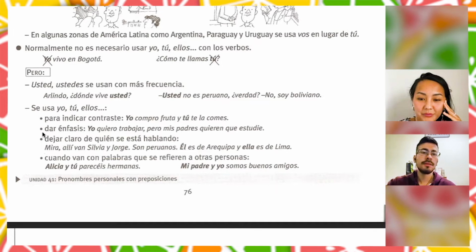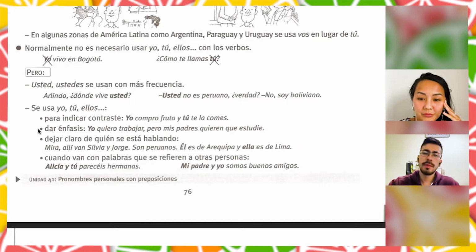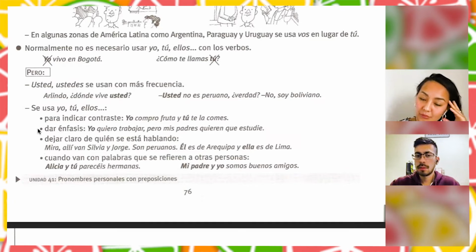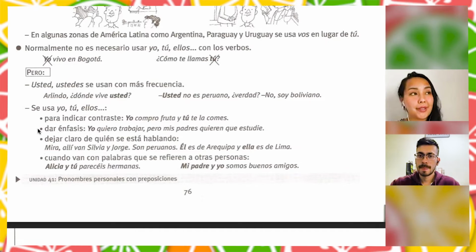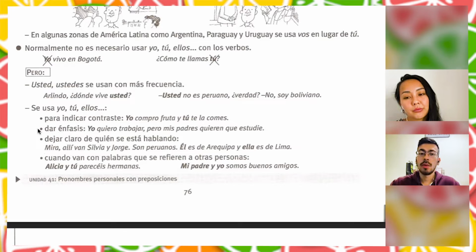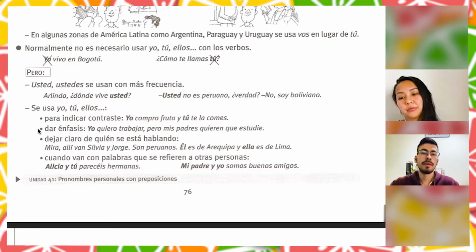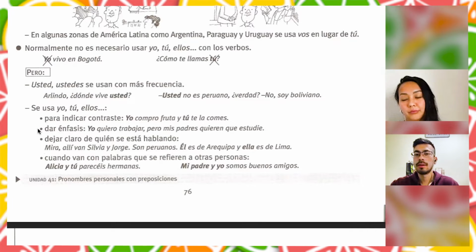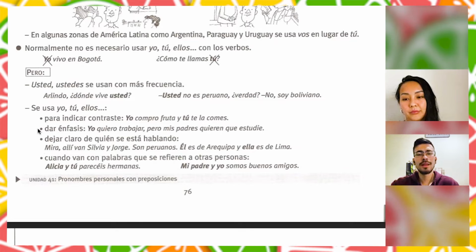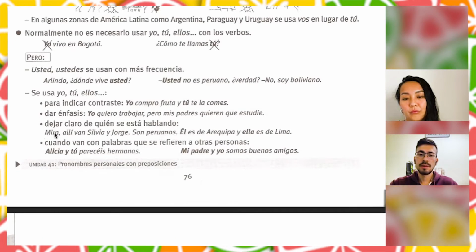In this case, for example, it's almost the same, right? To be clear about what we are talking about, or to make an emphasis. So, yo quiero trabajar. I want to work. But mis padres quieren que estudie. But my parents want that I study. Right? For example, this one.